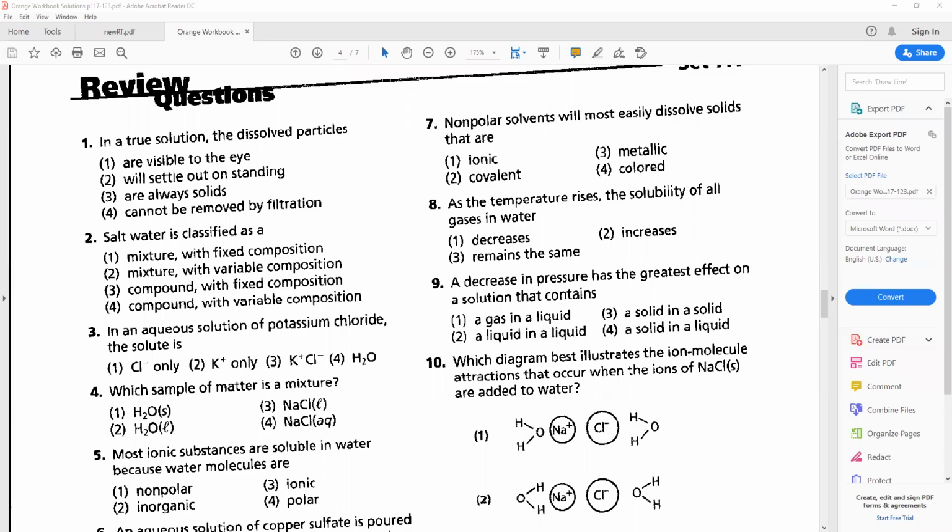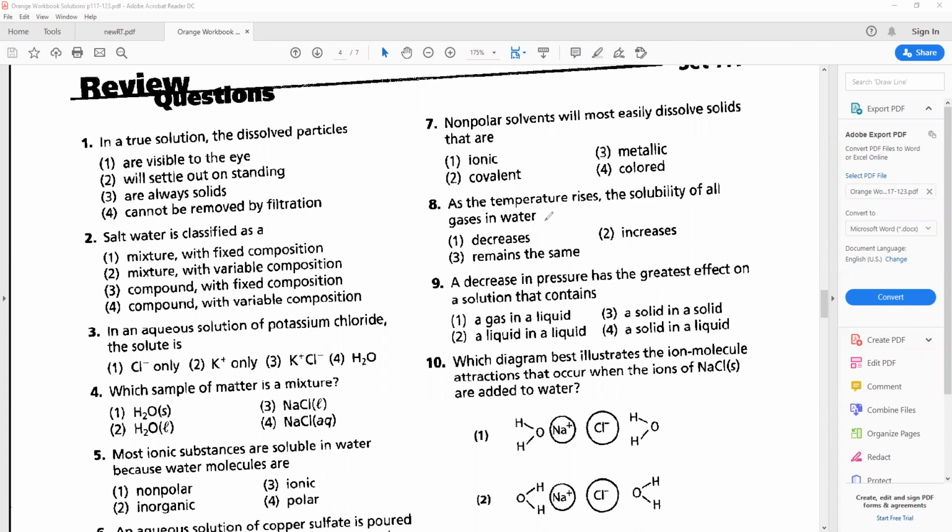Okay, these are the answers to the orange workbook, pages 120 to 121, questions 1 through 12. First we reviewed the blue workbook, now we're going to review the orange workbook. And we are going to start by answering question number 1.